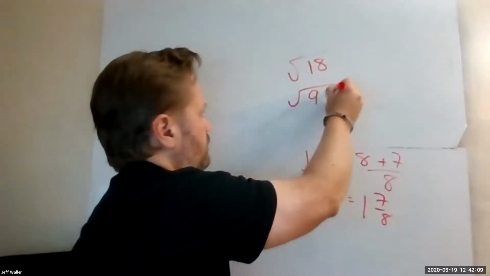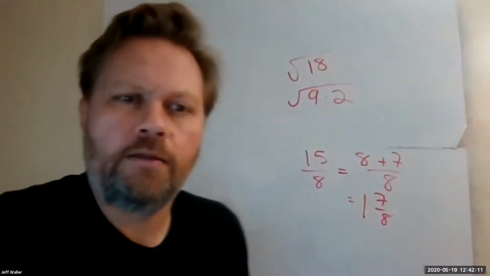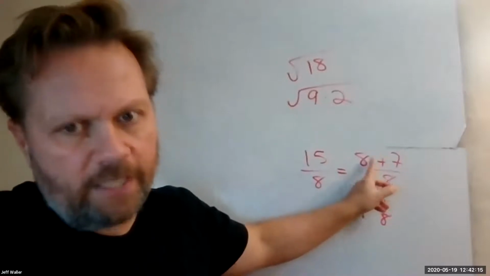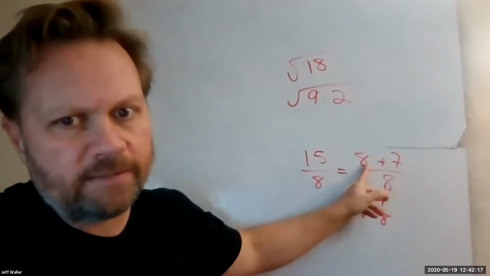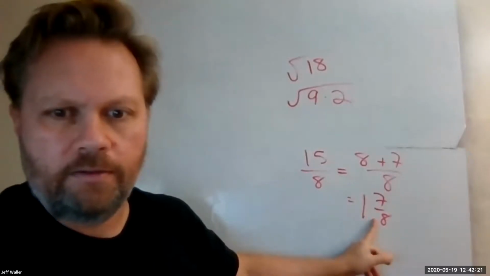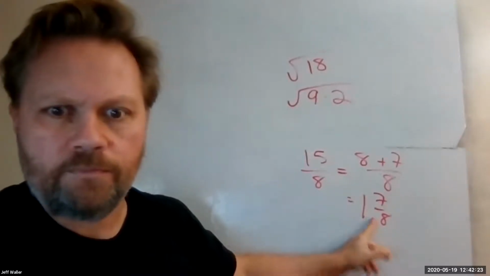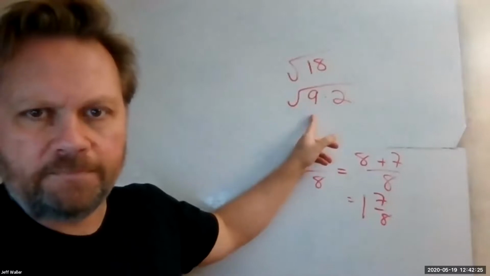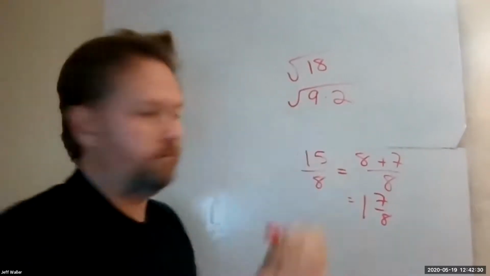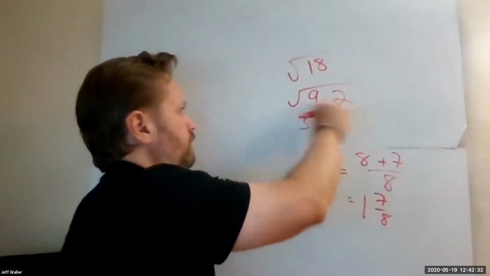So I think somebody said this. Yeah, somebody did say this. 9 times 2, right? Same way I can break up 15 as 8 plus 7 because 8 can be divided by 8 then. And that's how I get to this. So what's the square root of 9? 3. And what's the square root of 2?